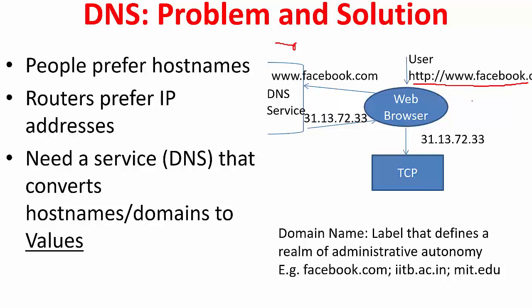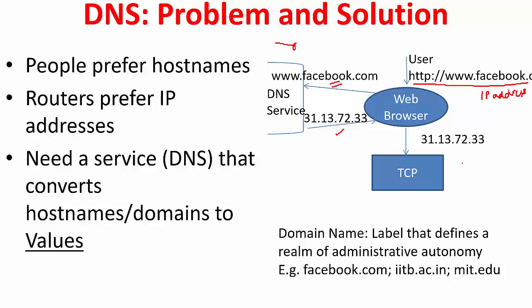So before you assemble a packet and send it out to the web server, you need to know what the IP address of this host is, because that is what the network layer will expect. So for that, you rely on the DNS service. You ask the DNS service, this is the host name, what is its IP address, and the DNS service will give this particular IP address.